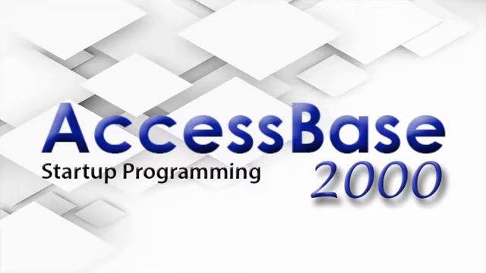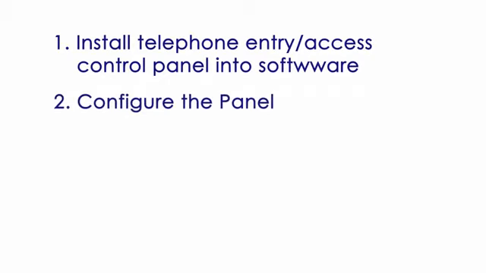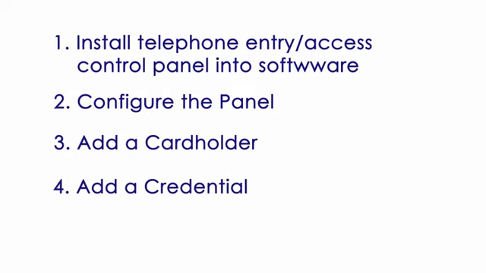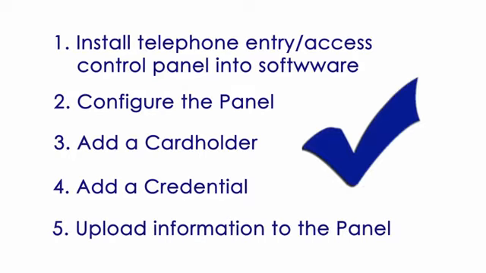The AccessBase 2000 Startup consists of 5 easy steps. Install the telephone entry and/or access control panel into the AccessBase 2000 software. Configure the panel. Add a card holder. Add a credential. And upload this information into the panel. Let's begin with step 1.